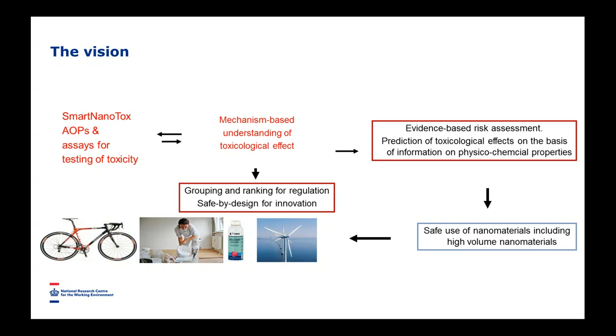So the information that we gain from this can be used for grouping and ranking for regulatory purposes and for safe by design approaches for innovation. So grouping is the understanding of which materials can be grouped together and regulated as one group or one item, for instance, different types of titanium dioxide nanoparticles with different sizes or different shapes or different surface modifications. And ranking is the understanding of whether any of the materials are more hazardous than others, and whether there are some that are not hazardous at all. So safe by design means that if we can identify the properties that will drive toxicity, then you can design new products without the hazardous properties and then develop safer nanomaterials.